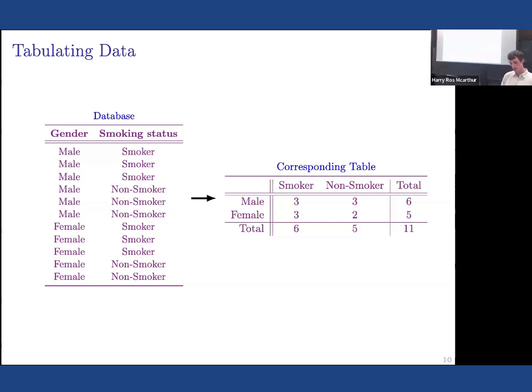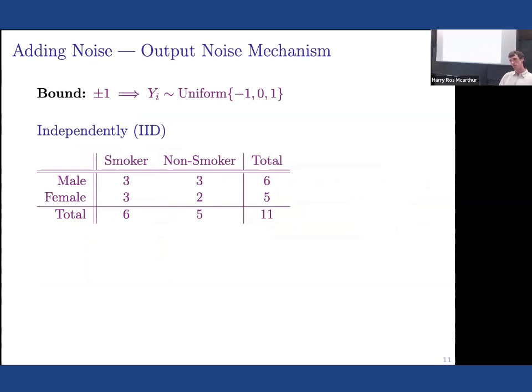If you go ahead and apply the output noise mechanism approach to that, and you assume that the amount of noise that you add is going to be plus or minus 1, what you can do is add noise independently to each cell using the uniform distribution over the set -1, 0, 1, and you might get something which looks like this. You get some plus ones, you get some minus ones, you get some zeros, and you add them on to your true counts, and this is the perturbed table that you then publish.